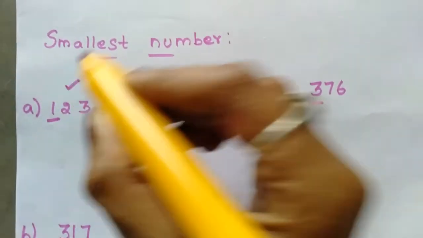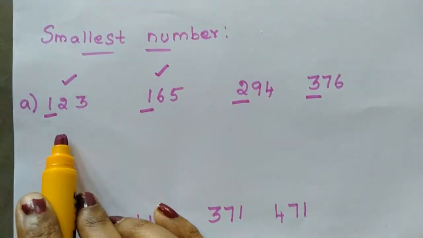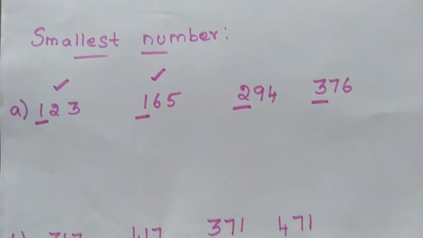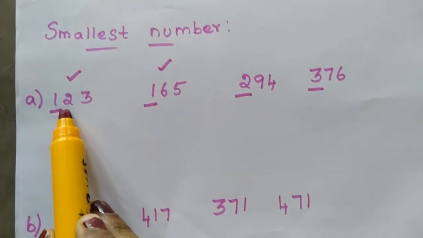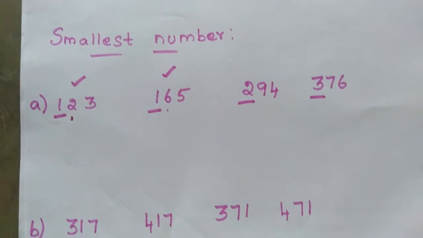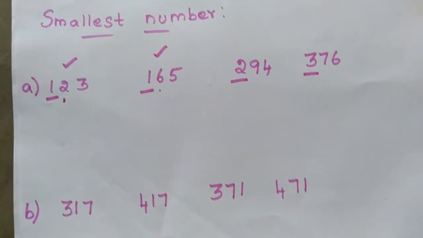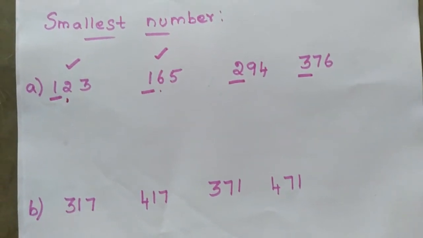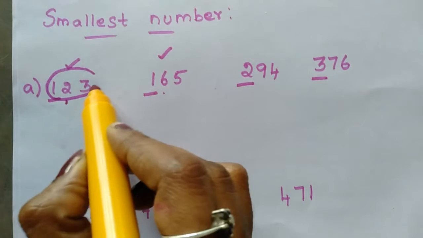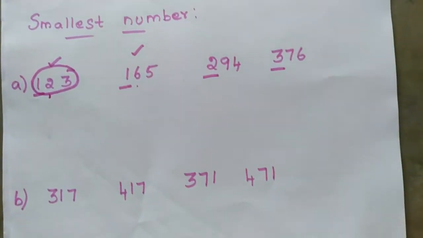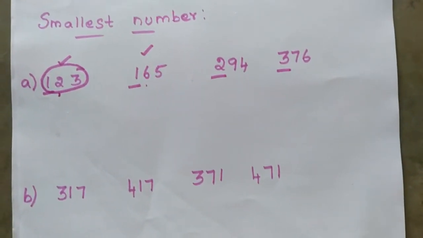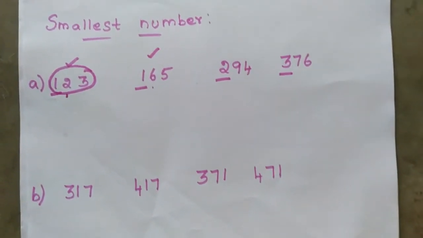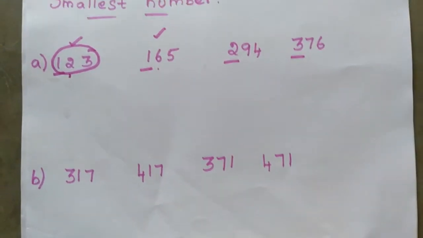But 2, 1 is there, right? 123 and 165. So, what you have to do? Then you have to check the tens place. In the tens place, here 2 is there, here 6 is there. So, when we compare these two, which number is the smallest number? 2 or 6? 2 is the smallest number. So, you have to circle 123. Understood? Okay. Then see the next one.